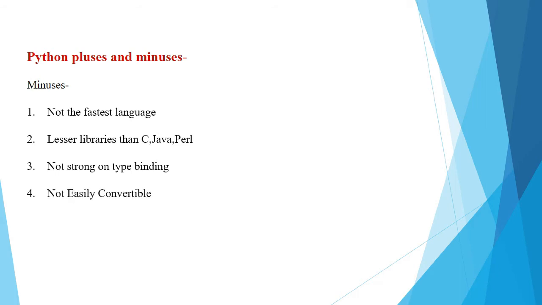Next is not easily convertible. The syntax of Python is very easy, so the code written here is not easily convertible to other programming languages, because the other programming languages have much higher standard syntaxes, a bit more complex syntaxes also. So when you convert Python code to any other programming language, you will face difficulties. There is a complex procedure for that, so it is not easily convertible. Not easily convertible doesn't mean that it is not convertible. It is a complex procedure to convert Python code into other programming languages, but yes, it can be converted. Now let's move further.